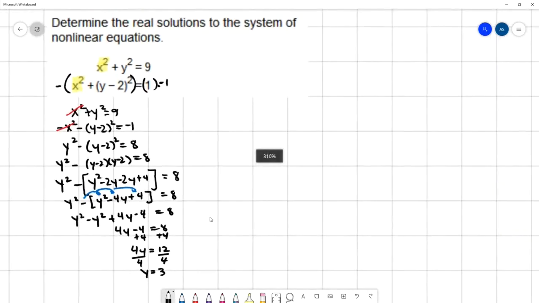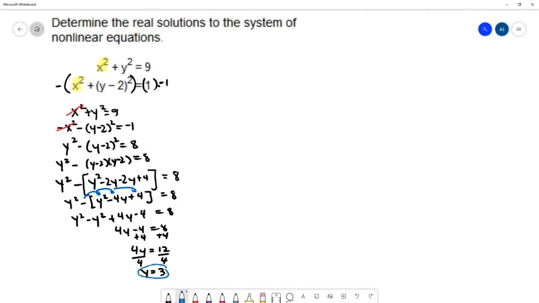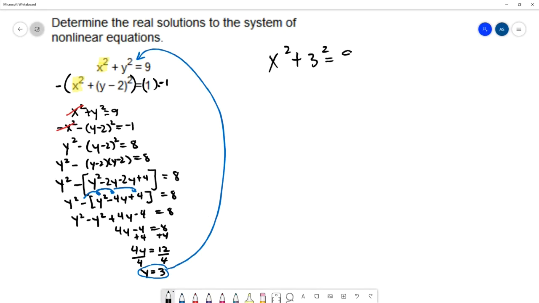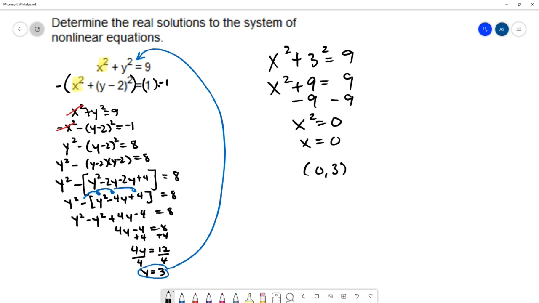So we're going to substitute this into y. Let's substitute it into y here. That would give x squared plus 3 squared equals 9. x squared plus 9 equals 9. I'll subtract 9, and we get x squared equals 0, and x equals 0. So we got the solution 0, 3 in 3 different ways. We got it graphically, we got it with the substitution method, and we got it with the elimination method.